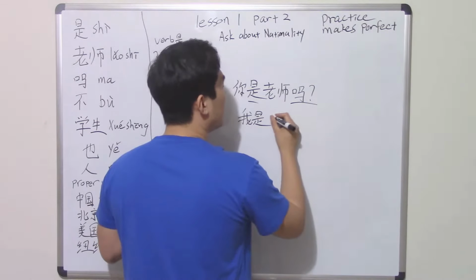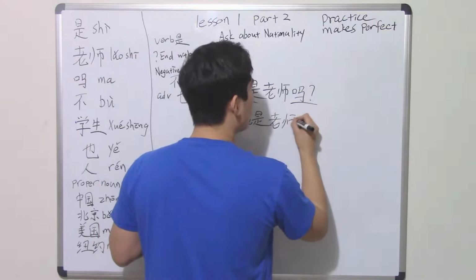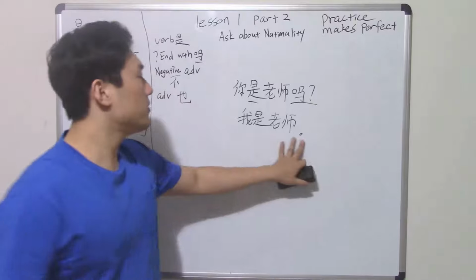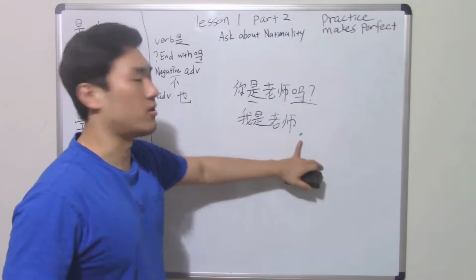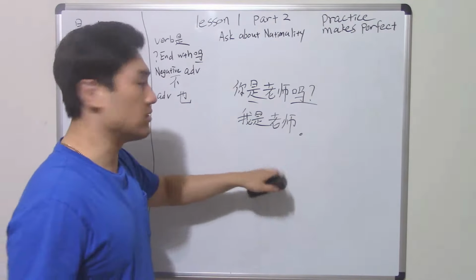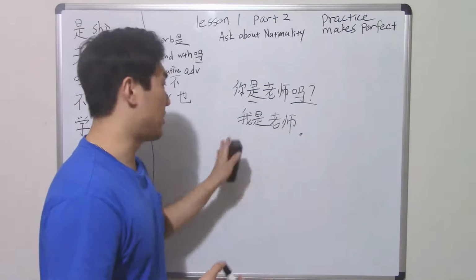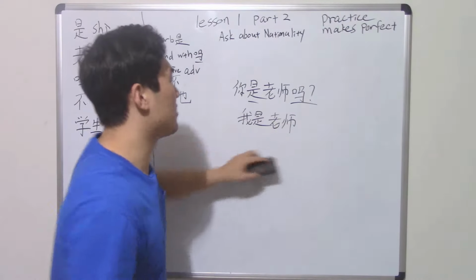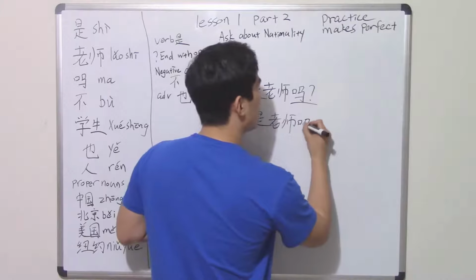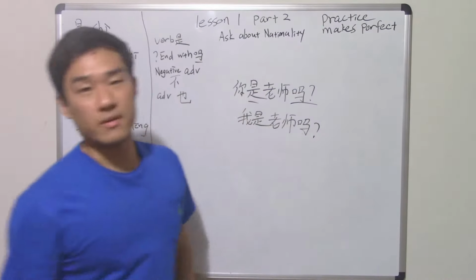Right? I am. It's a 老师. So I'm a teacher. If you simply put a 我. No, but if you put a period here, that means it's already been declared in the statement. I'm a teacher. If you erase that and ask a question, ma. That means am I a teacher?